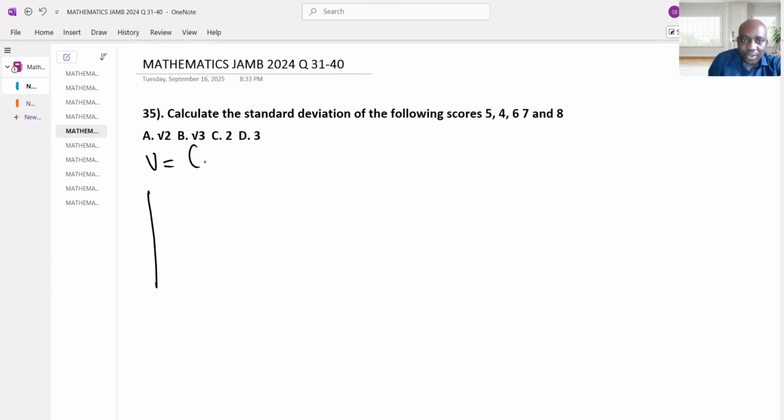The formula of variance is the sum of x minus the mean, raised to power 2, divided by n. This is the variance. This is what we are going to calculate now, which is the variance. The formula we're going to use. This one is n.